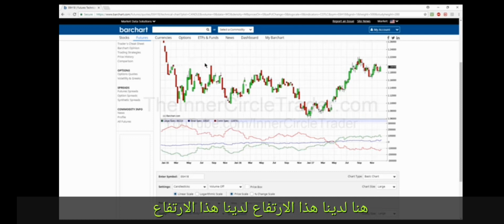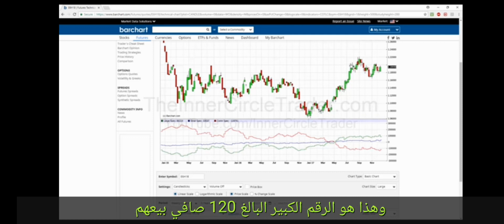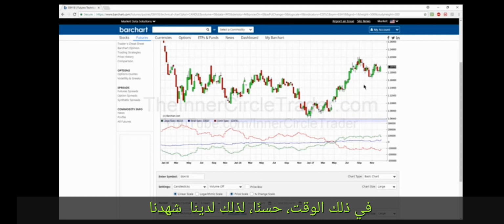And notice what happens when we get above these equal highs here. We have this high, we have this high. Draw that out in time. That's the 120 big figure. They're net short at that time. Okay, so we have seen liquidation from 120 down to 117, and now we're consolidating again.